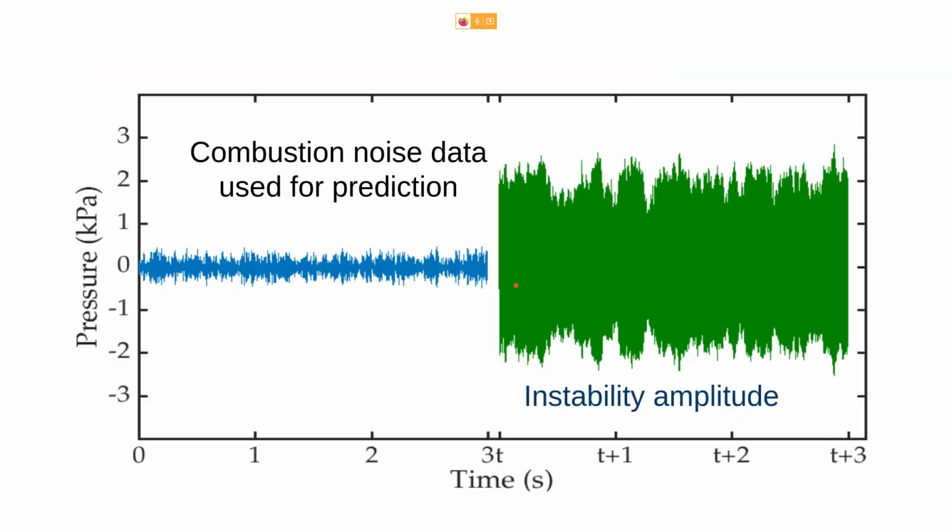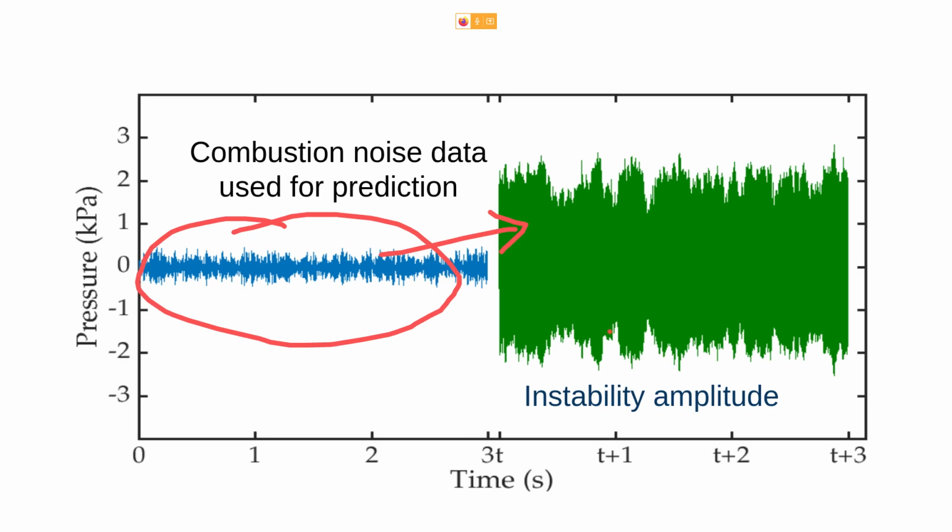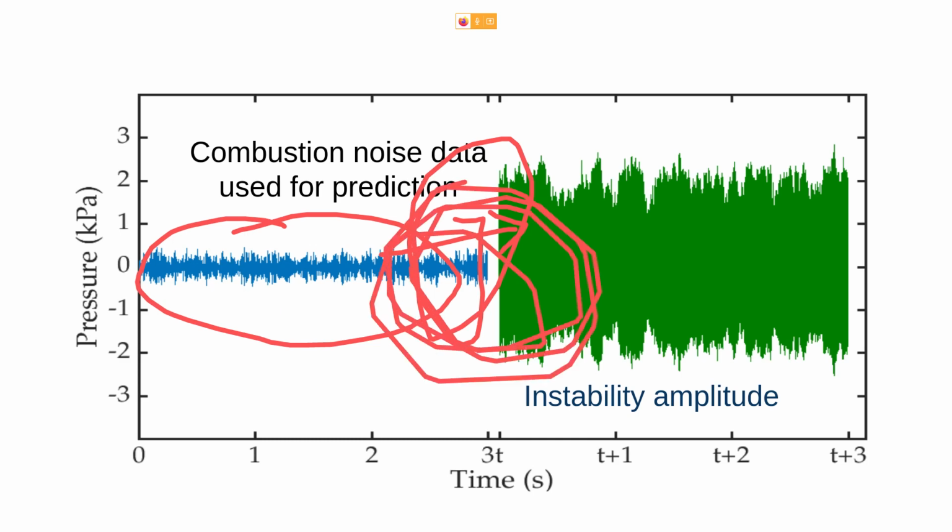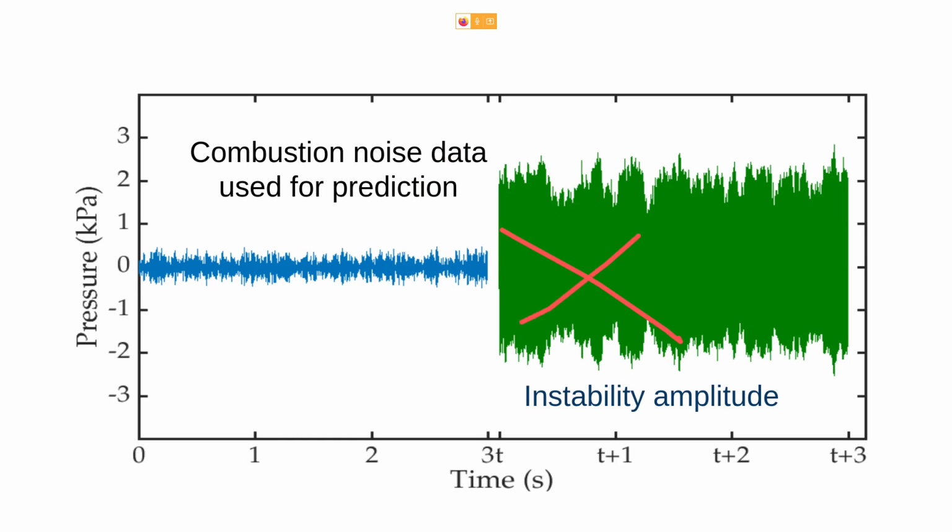Having said that, our aim now is to use the combustion noise data before the system goes to these high amplitude oscillations. Using this data, can we do certain things before the system goes to high amplitude oscillations? Can we do something such that we can prevent the system from going to this kind of high amplitude oscillations? That is what people have been doing after this, once it was discovered.